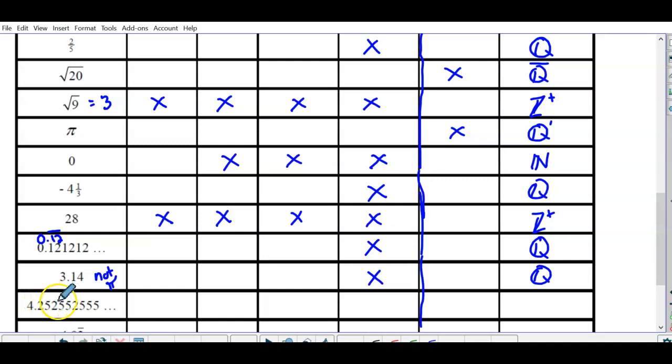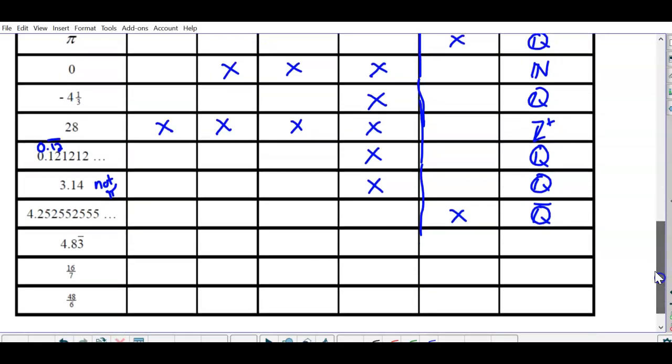Next one, 4.25, 255, 2555. It's kind of got a pattern, but it's not a repeating pattern. The fives keep increasing. So that is irrational. Repeating. Just the three is repeating, but that's okay. It can be just three. And so that is rational. 16 over 7, that's a fraction made up of integers, so that's rational. 48 over 6, that is equal to 8. So it is rational just by looking at it, but more specifically, it's a natural number, whole number, integer, rational.